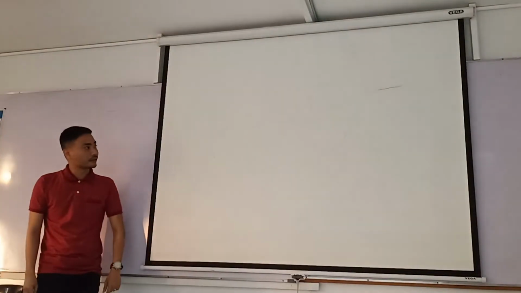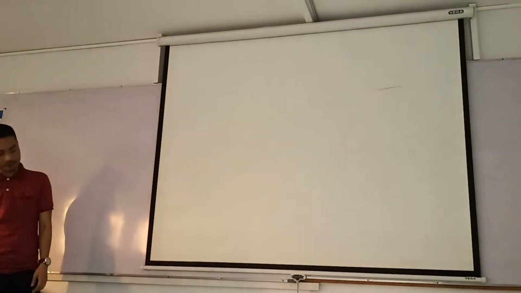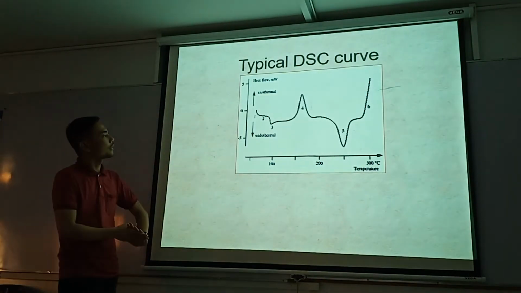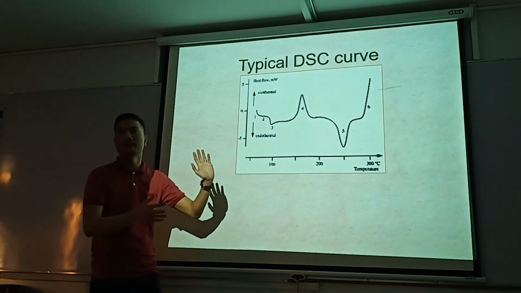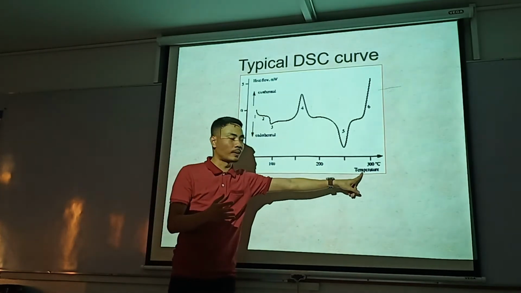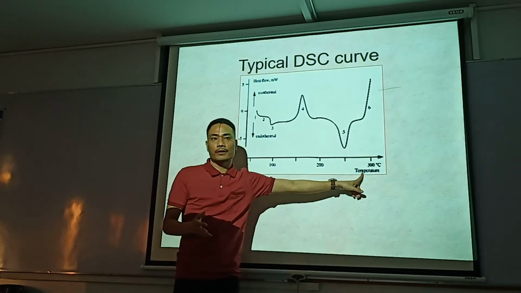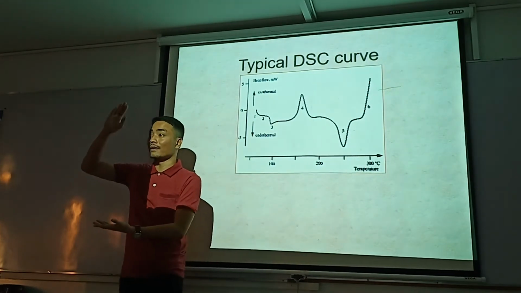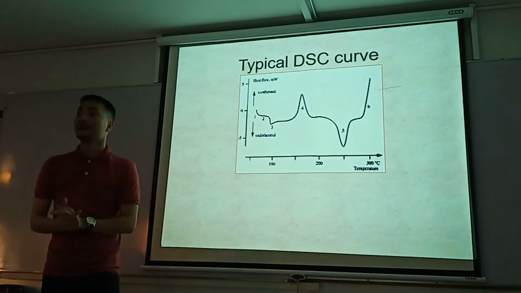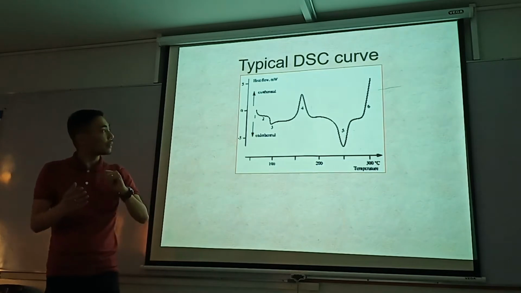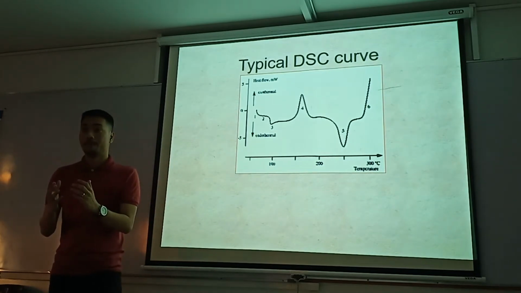Okay, take a look at the curve generated from a DSC test. First, we have to consider the parameters being considered. In the x-axis is what? The temperature. So we all know that as you go from left to right, the temperature is rising, no? The temperature is increasing. Now what about here? The y-axis, what do we have? That is the heat flow.